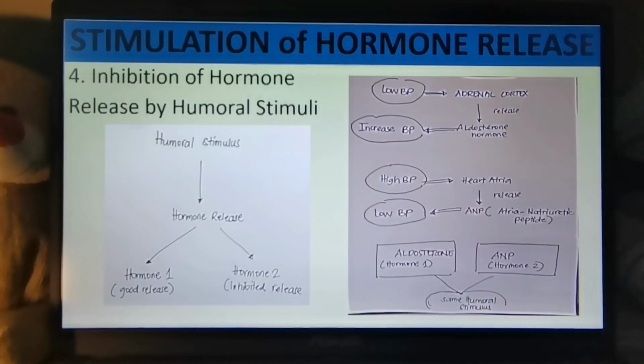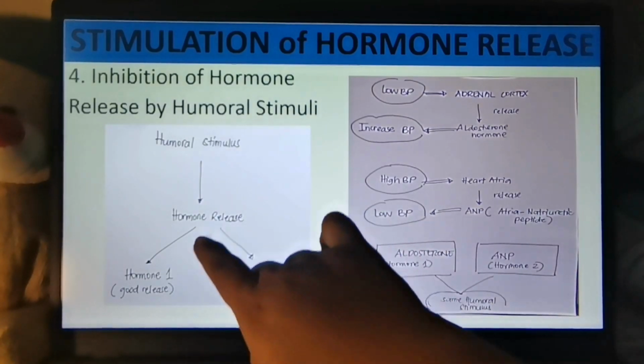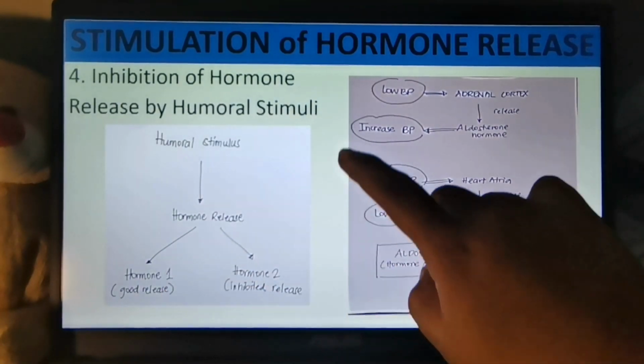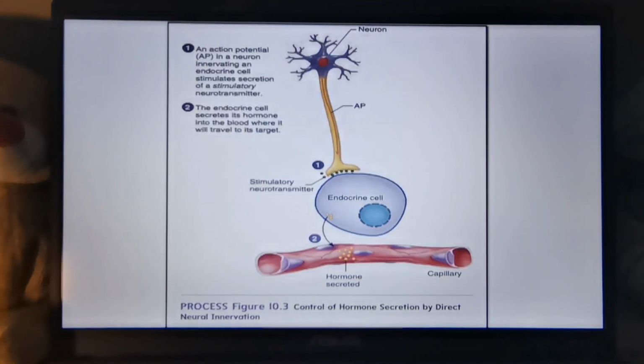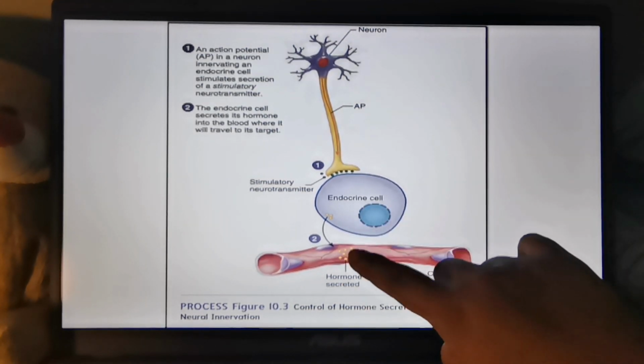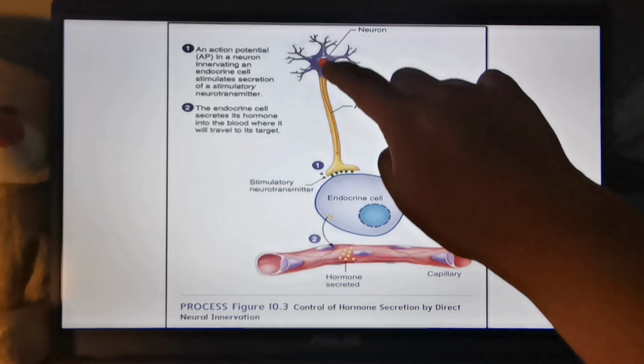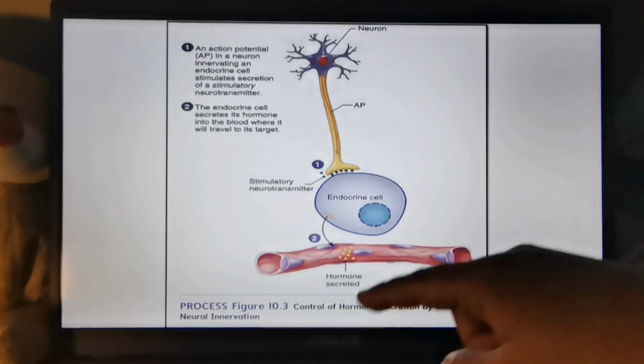Ito, hormone release and inhibition. Okay, hormonal stimuli. Hormones from hypothalamus and pituitary gland regulate secretion of thyroid hormones from the thyroid gland. So this is found in your book: endocrine cell, hormone secreted. Here, the neuron. So this is more or less the neural.